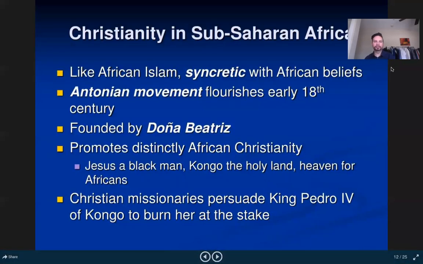All right, so just like I explained, Christianity in sub-Saharan Africa oftentimes had syncretic African beliefs. African Islam also sometimes had syncretic evolutions, I guess you could say, evolved to incorporate some African beliefs.